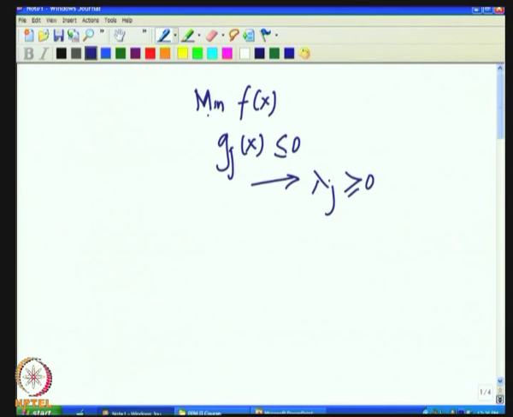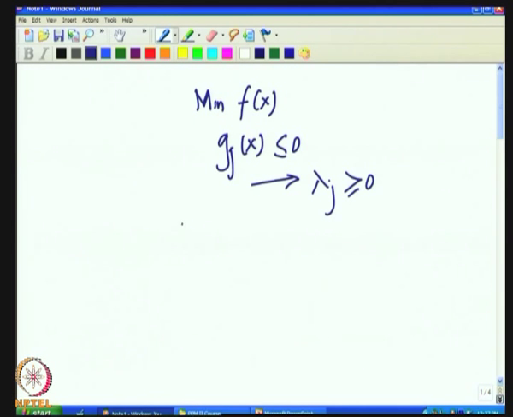I repeat, here we are talking about minimize f of x subject to gj of x less than or equal to 0. If I change one of them, from minimize I make it maximization, however, I retain gj of x still less than or equal to 0, then lambda j's become negative. If I change one of them, lambda j's will reverse the sign. If I change both of them, that is I make maximize f of x subject to gj of x greater than or equal to 0, I have changed both of them, then lambda j's will still remain the same.